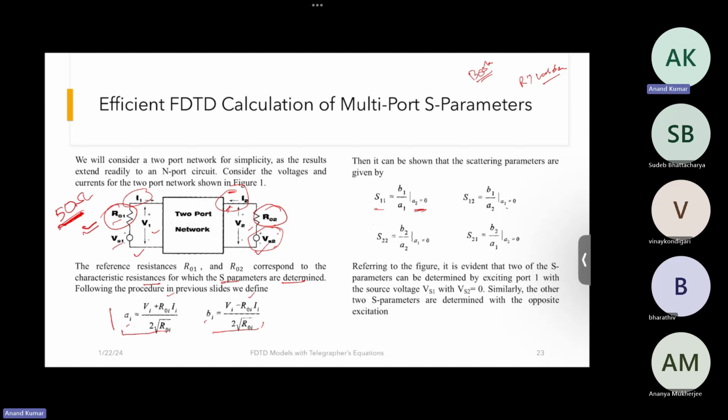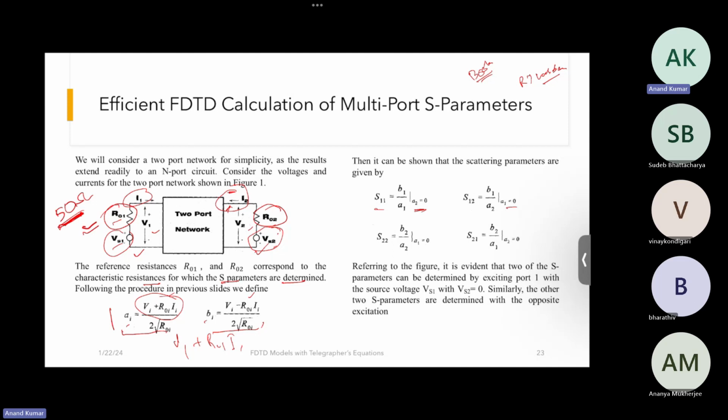A1 equals 0 means that when this particular term becomes 0, so V1 plus R0 I1 should become 0. And if we make the source at port 1 equal to 0, then that problem gets solved. So we won't have this particular term. So that's how you do it.